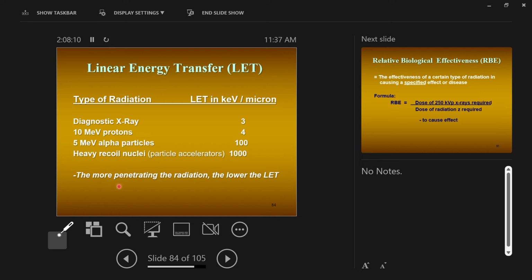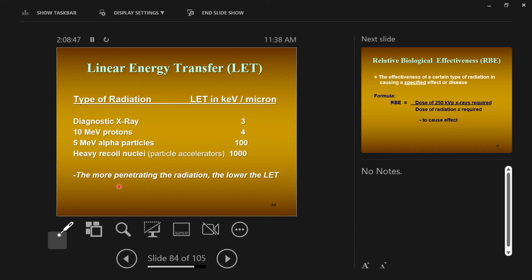Things to take away from this: the more penetrating the radiation is, the lower the linear energy transfer is, okay? It is better for the radiation to travel further and deposit its energy over a longer path than it is for it to deposit its energy over a shorter path. X-rays are less harmful than most other types of radiation because of this. If X-rays did not have a low linear energy transfer, we wouldn't have diagnostic imaging, because in order to make an X-ray image, what does the X-ray beam have to do?